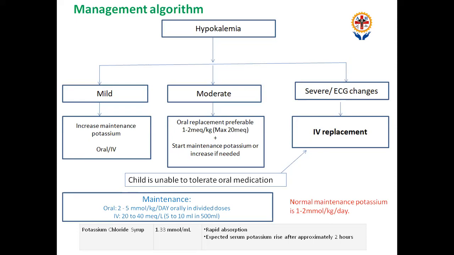In the severe algorithm, we started IV replacement. And what is the end point of IV replacement? Not the normalization of potassium. You should not normalize potassium with IV replacement alone. You stop the correction once you reach a moderate value, symptoms are getting better and ECG changes are normalized. Then switch over to oral correction if the child is able to take orally. If unable, give IV replacement as part of increased maintenance. Increase the maintenance from 20 millimoles to 40 millimoles per liter.